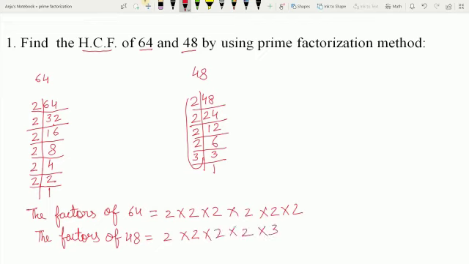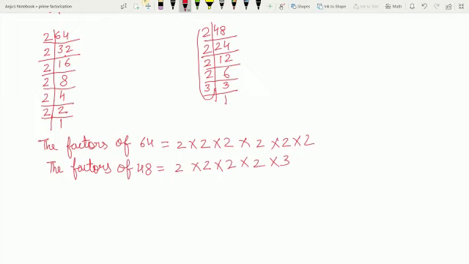Students, here we have completed our first step. Here we have found out the prime factors of 64 and 48. Now we do the second step.